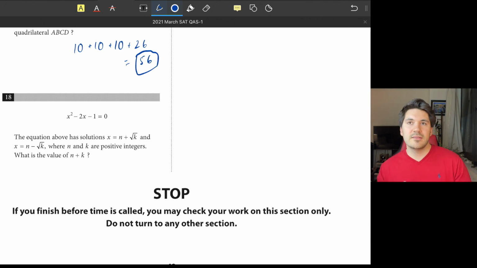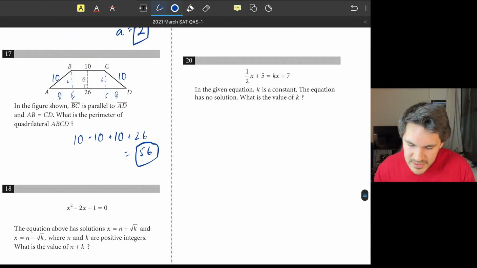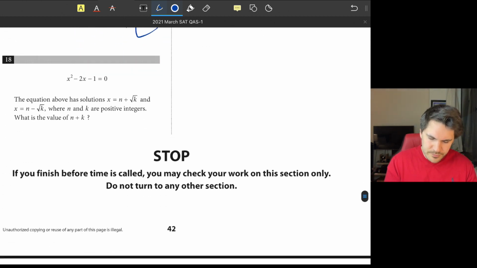Just the way they want the answers tells us that we have to solve this by using the quadratic formula. And I mean, this equation isn't really factorable. So we're going to do that. Let's see, do we have space here? Yeah, we have space. So I'm going to write it over here on the side.